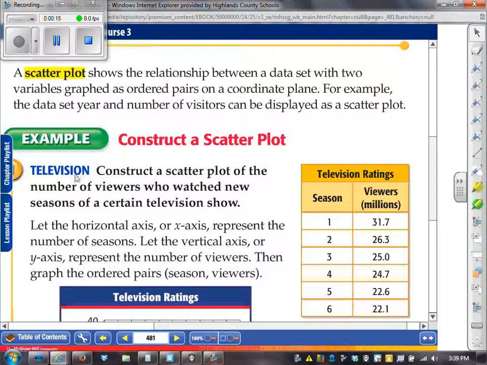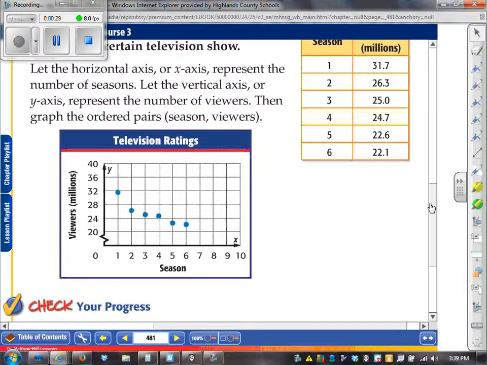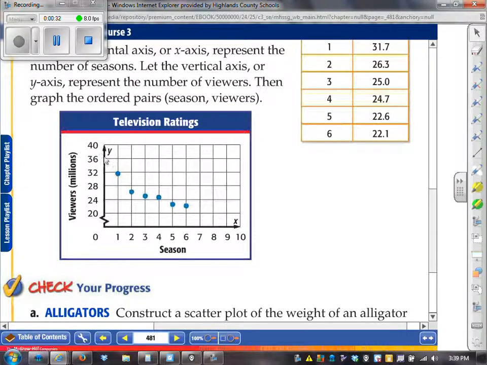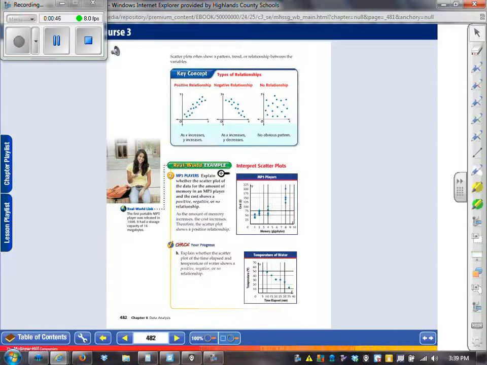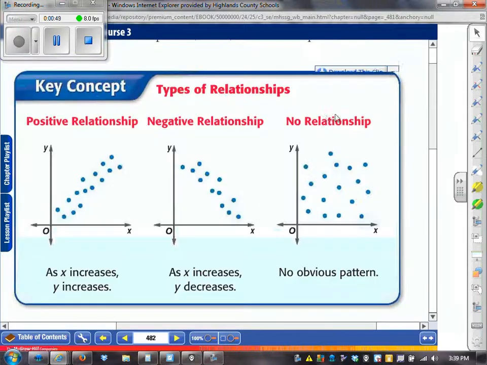So we talked about scatter plots today, and a scatter plot is a relationship between data with two variables graphed over pairs. We've done this before. We've graphed two variables as ordered pairs. We've been dealing with linear relationships mostly, but this is just any type of relationship that we have. And so we talked about there being positive relationships, negative relationships, and no relationship at all.